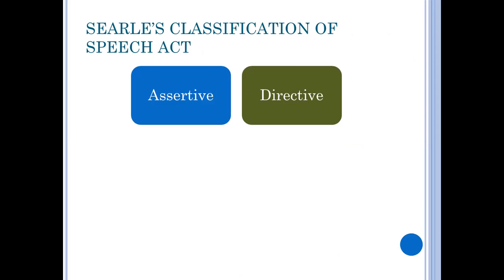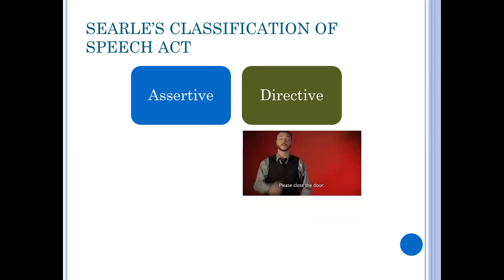We also have directive, and it is a type of illocutionary act in which the speaker tries to make the addressee perform an action. Some examples of a directive act are asking, ordering, requesting, inviting, advising, and begging. So we could see the difference between assertive and directive. For assertive, they are suggesting, putting forward, swearing, boasting, and concluding. Meanwhile, in directive, they are asking, ordering, requesting, inviting, advising, and begging. An example is "Please close the door." So it is requesting someone to close the door.